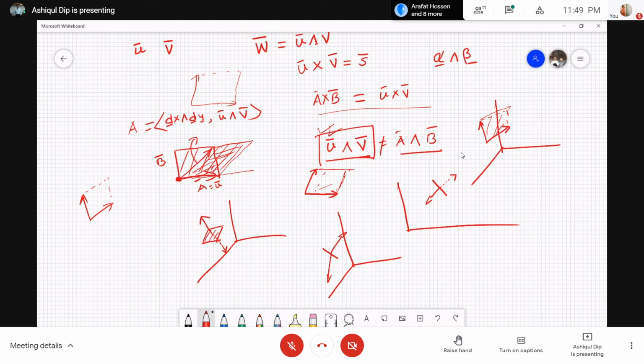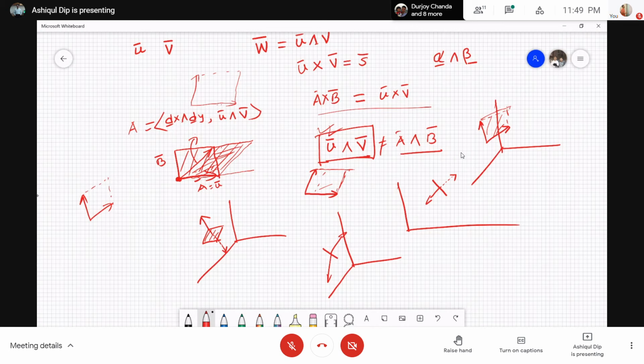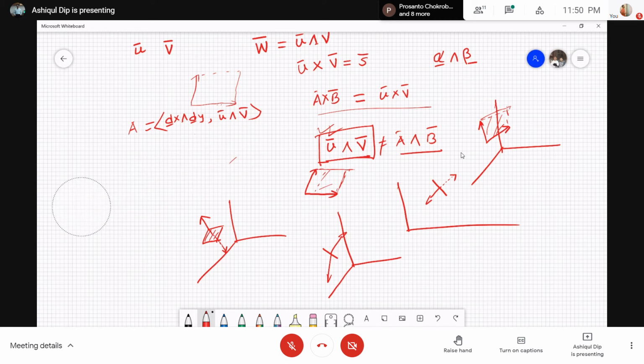Next step actually. For a moment, at least you understand that u wedge v is a unique thing for a unique parallelogram. And it has a magnitude of area. That's what I'm going to prove actually. Any other question?